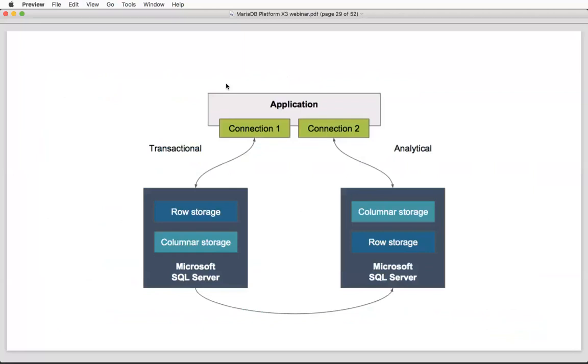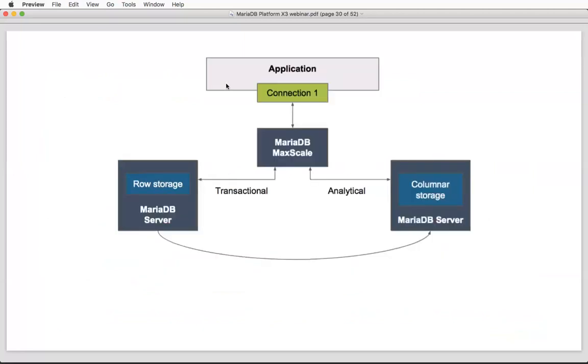So typically what happens is you might have a database with row and columnar storage. You can have a primary, you can have a secondary, and then you can have two different connections. One goes into the database with row storage, the other goes to the database with columnar storage. And then it's up to your application to understand which database you should send a query to, whether it's transactional or analytical. Same concept with the server on a small scale.